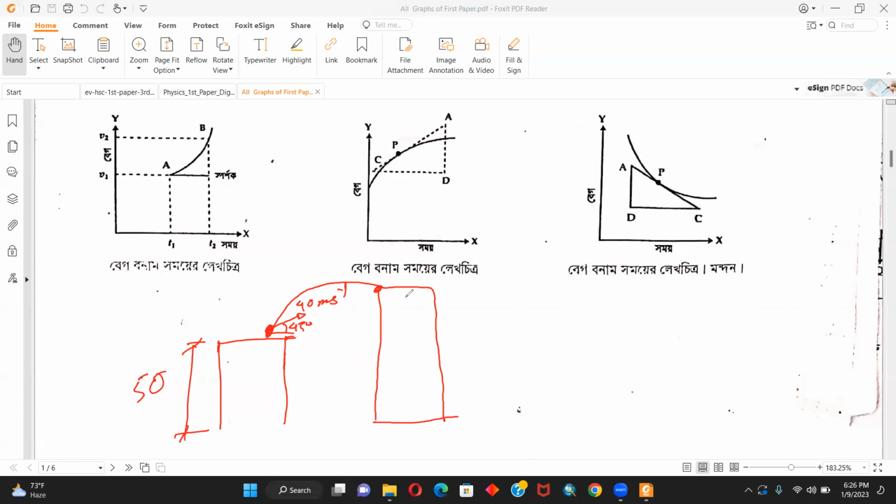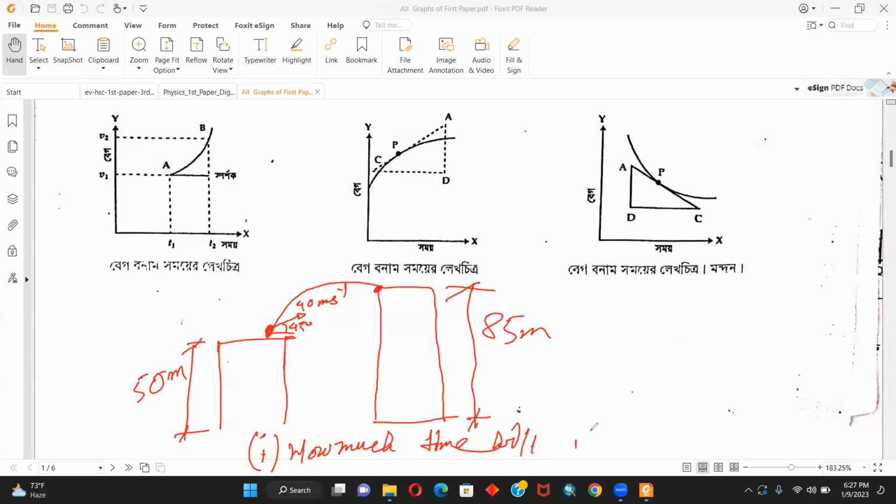So now let me give you two questions. First of all, I will give you the height of this building to be, for instance, 85 meters. This is 50 meters. So for question number one, how much time will it take to reach the point shown in the figure?